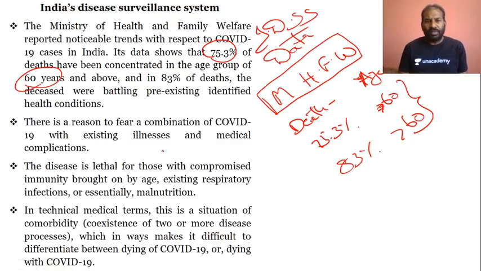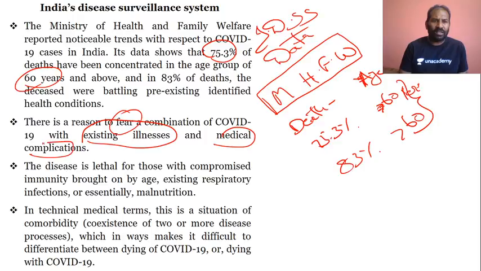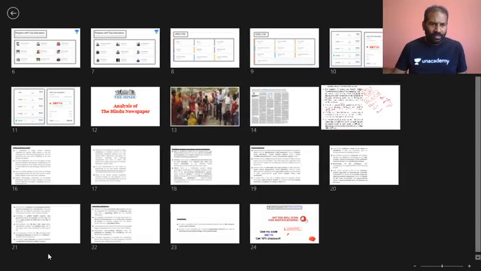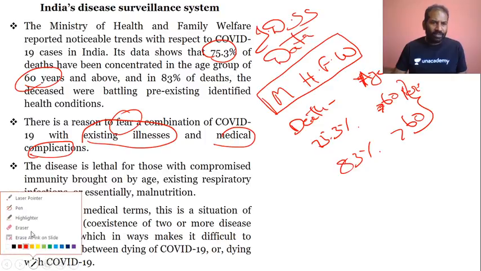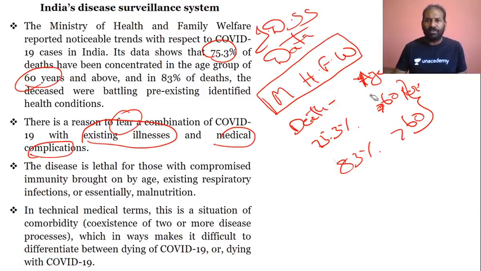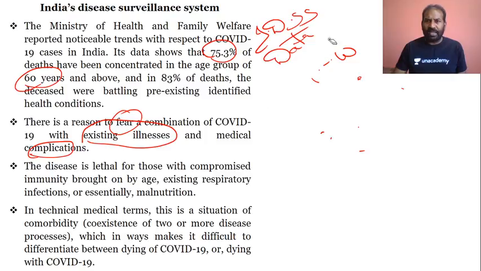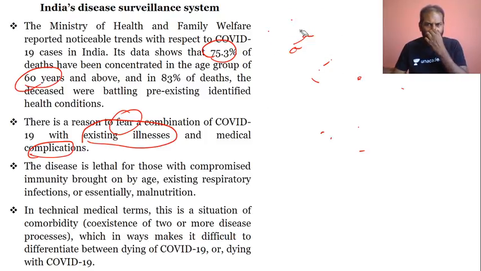So definitely, when we look at the cases up to age 60 years and above 60 years, there is a cause of fear, with regard to existing illness and medical complications. Please do understand, the main essence of our discussion is this. You will definitely understand the importance of this article when you understand this point.